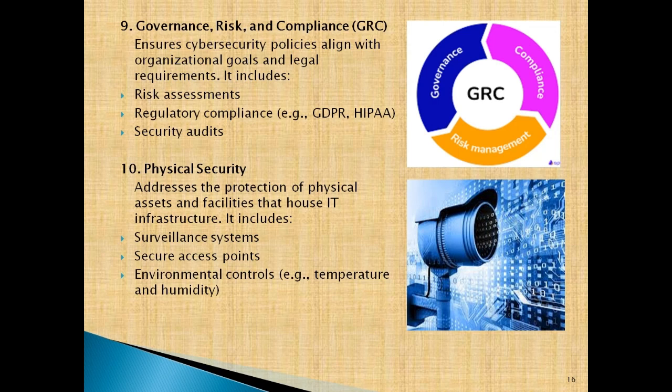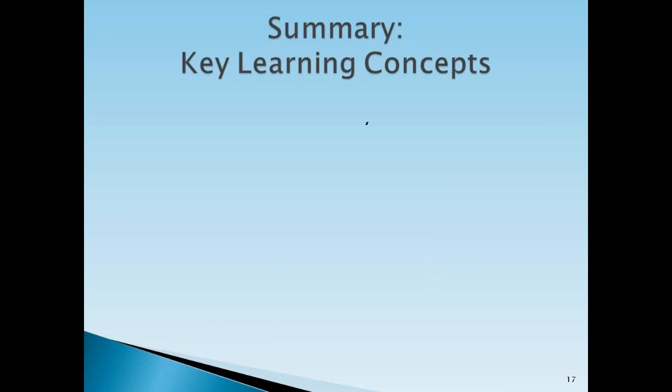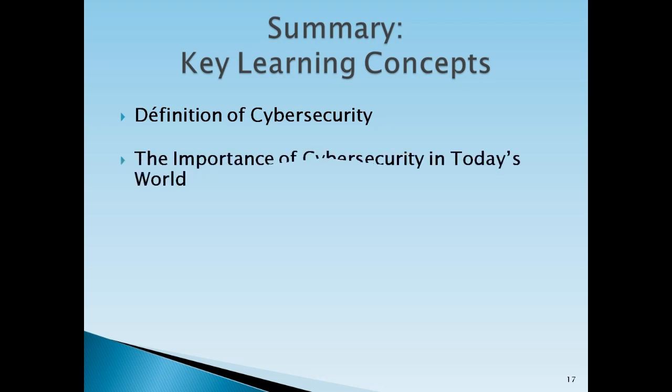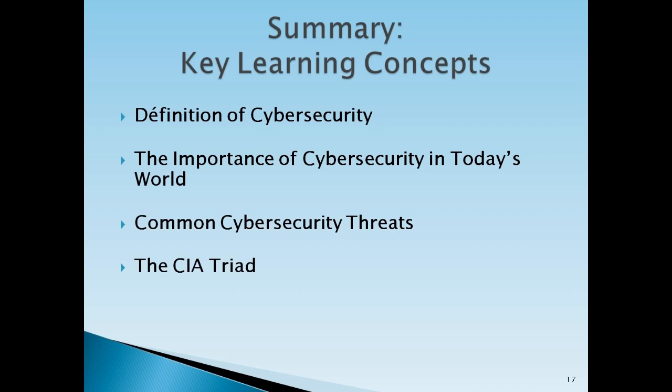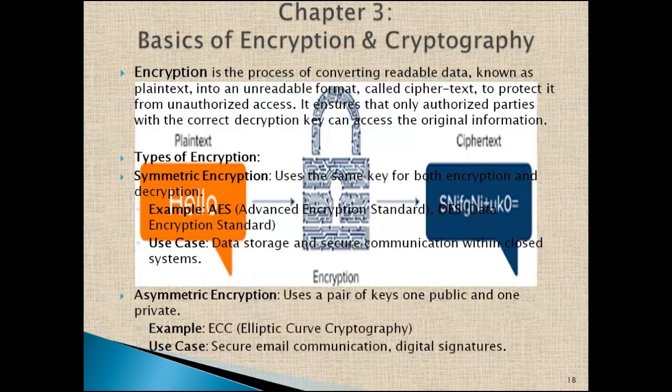Now, so what are our key learning points here? Number one is the definition of cybersecurity. That is the first thing we learned in chapter 2. The second thing we learned is the importance of cybersecurity in today's world. Then we also learned about common cybersecurity threats. Then we learned about the CIA triad, which is confidentiality, integrity, and availability. Then we finally learned about cybersecurity domains. We now move on to chapter 3.